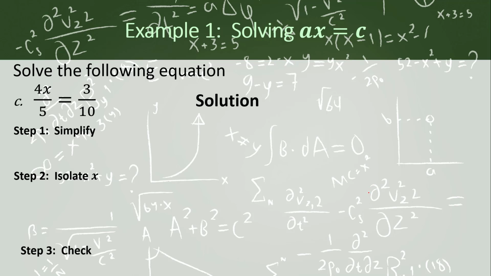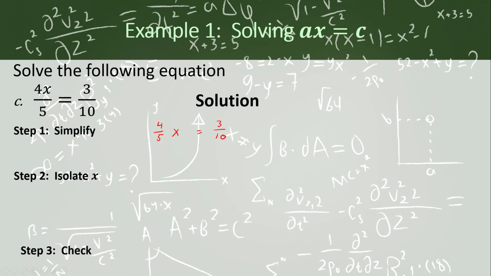Now this one involves fractions, and yes, I know we all hate fractions, but nonetheless, you're going to need to deal with this in this course, and also a few courses along in your collegiate math career. Remember, the first thing we need to do is simplify. Well, in this case, we really don't have to, because a is 4/5, and there's our x. And c is 3/10. So we are actually good to go there.